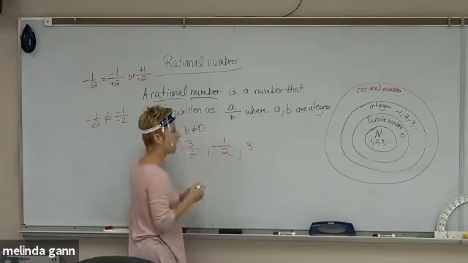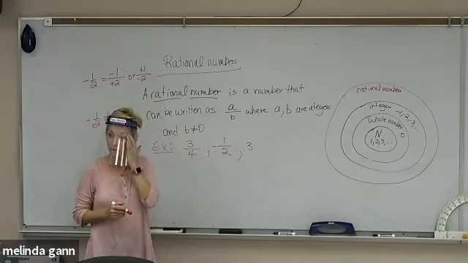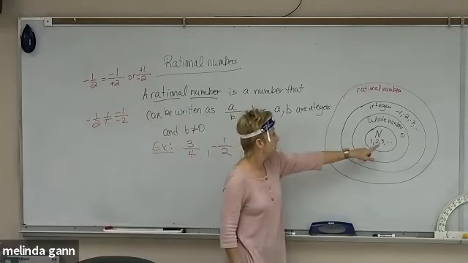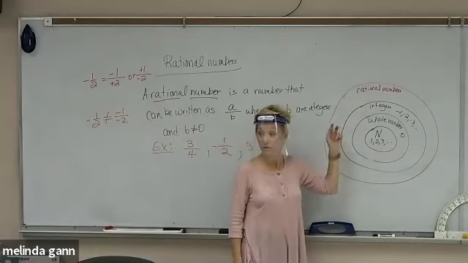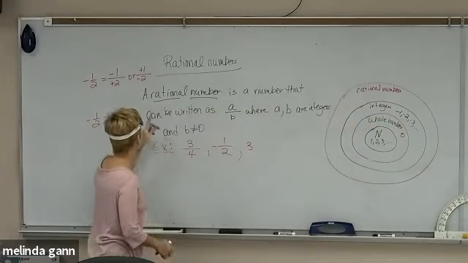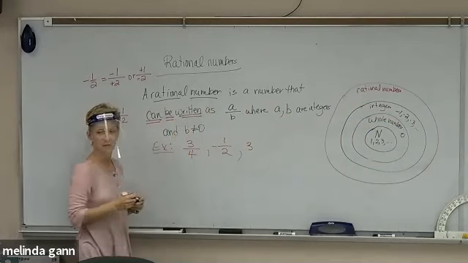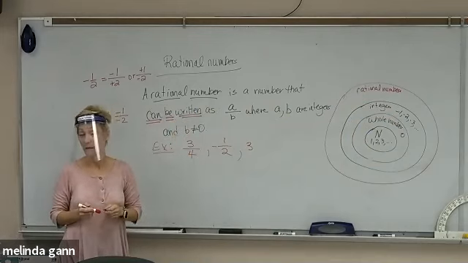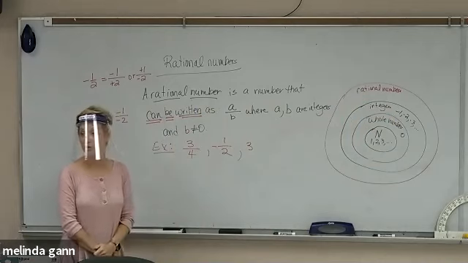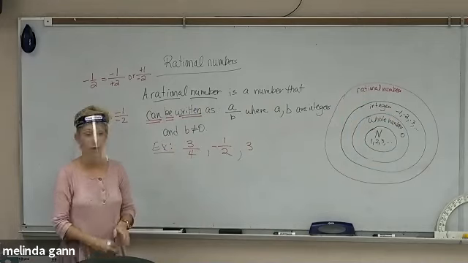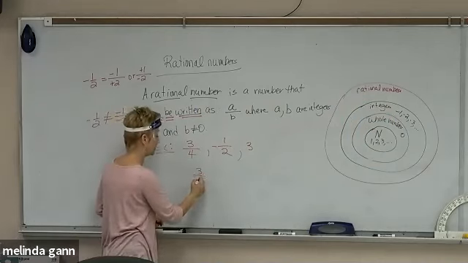Now, is 3 a rational number? Isn't it inside this big red circle? Okay, but what is written? It says can be written. That's why it says can be, not is. How can you write 3 as an integer over another integer? You can put 3 over what? 1.